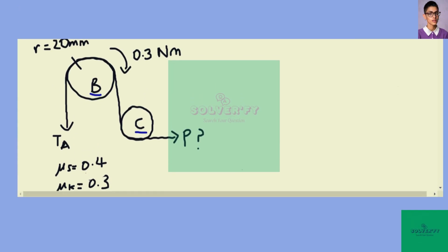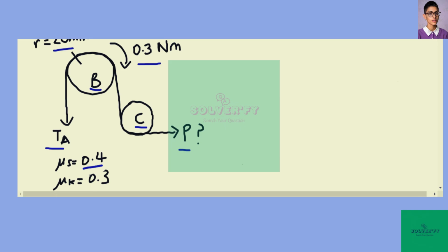So in this question, we're given two drums, B and C, and we have the radius of B to be 20 millimeters and a moment of 0.3 Newton meters. And we have C with a force of P on the right side and B with a force of T downwards. We were given the static coefficient of friction to be 0.4 and the kinetic coefficient to be 0.3. And we're asked to calculate the value of P when C is stationary.